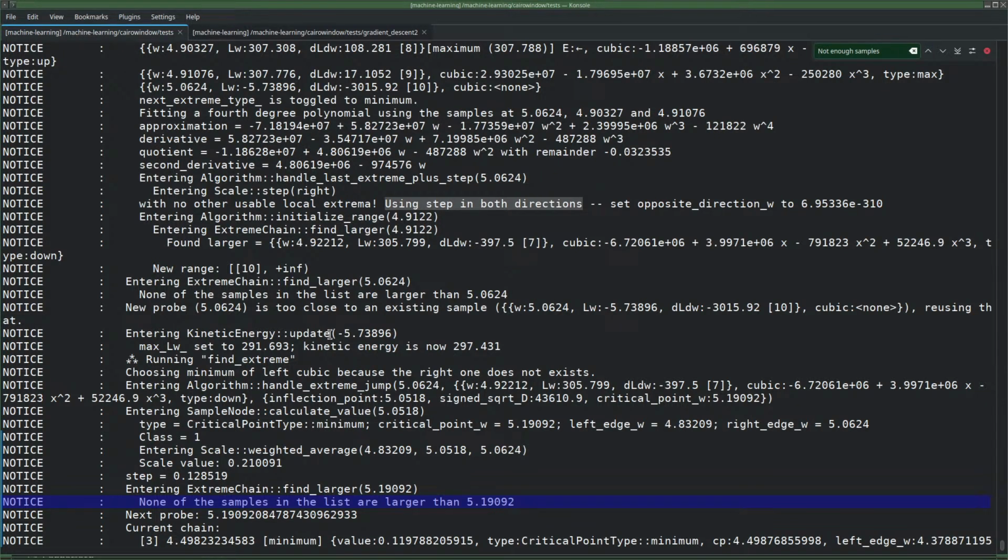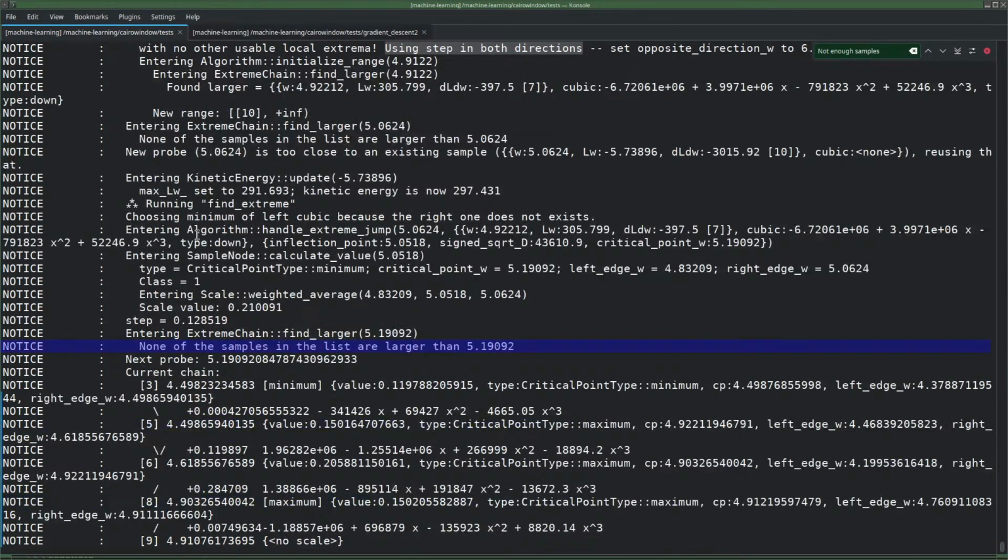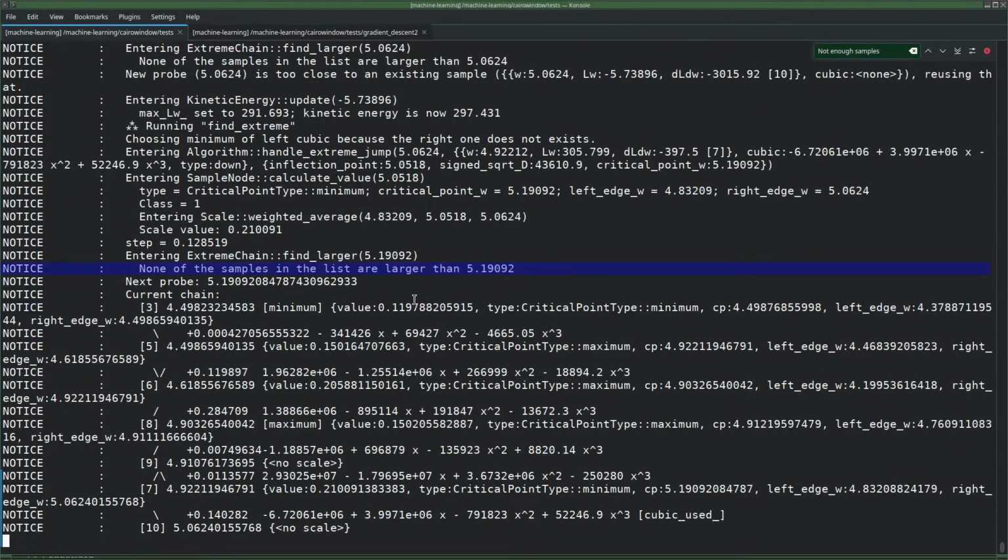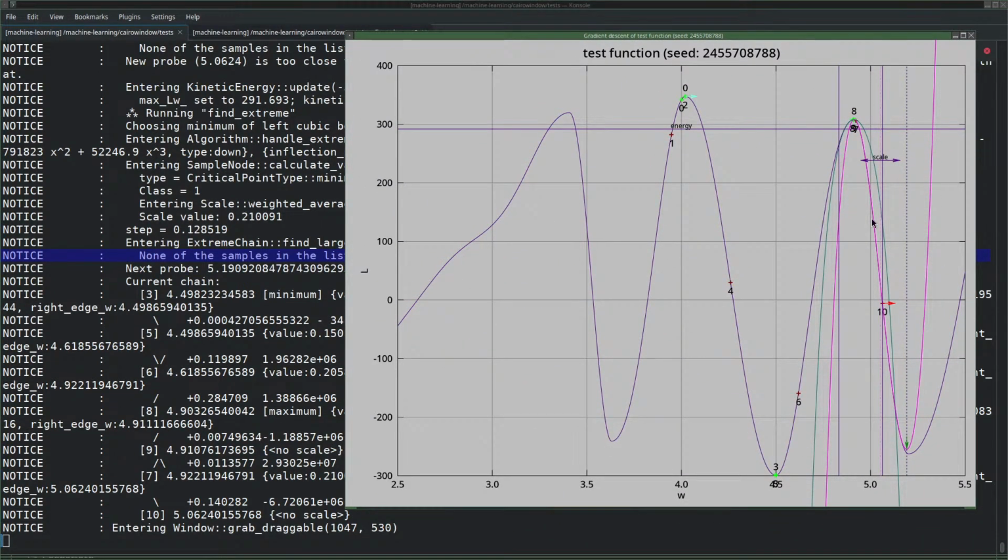Minus 5.7. Oh, sorry. What? Using a minimum of left cubic because the right one does not exist. So anyway, that's why we have a cubic here, because the fourth degree polynomial just goes to minus infinity. So it's using the cubic that goes through, I don't know, 8 and 10, I guess, or something.